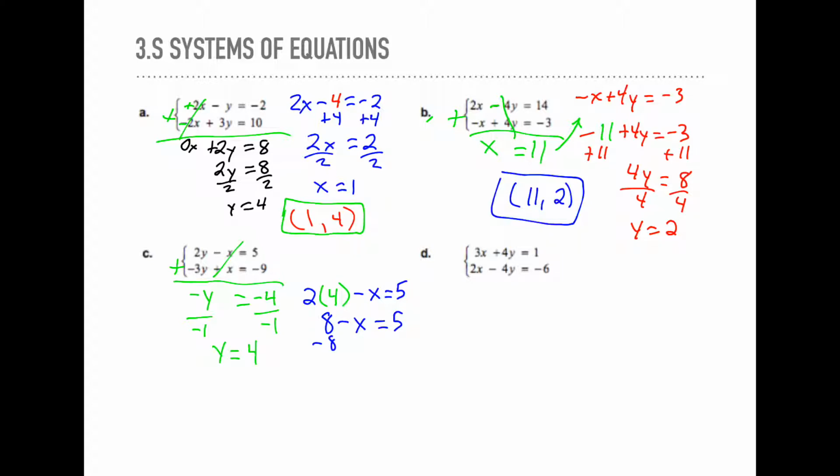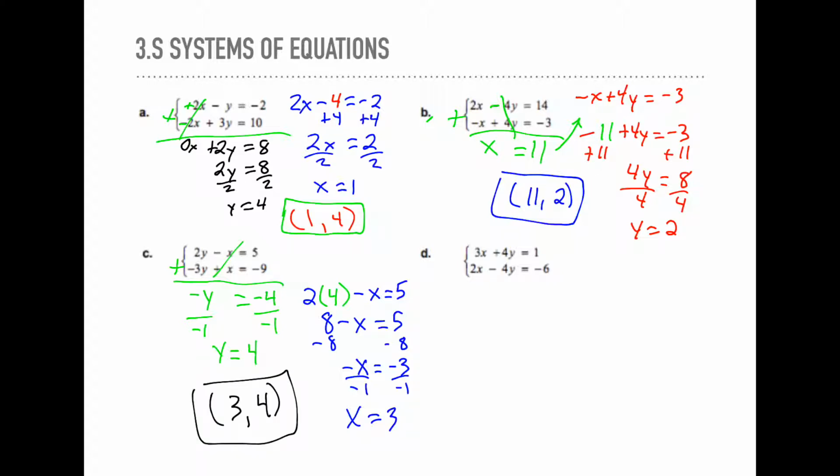I can subtract 8 from both sides. Get a negative x is equal to a negative 3. Divide by that negative 1 and get x equals 3. So my final answer is going to be 3, 4.